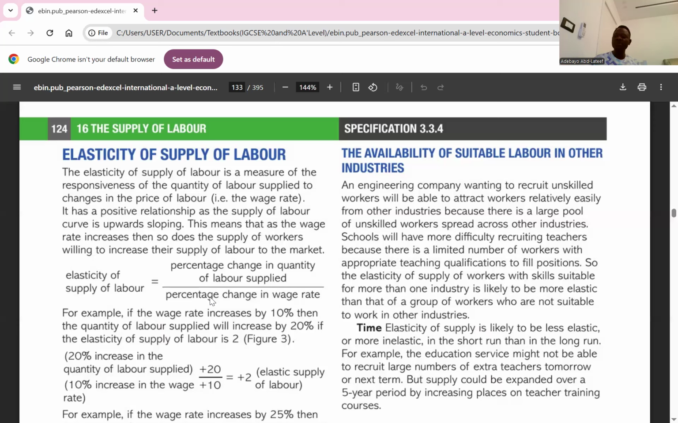With higher unemployment, firms are more likely to be able to recruit workers at the existing real wage rate from the pool of unemployed, because there are large numbers of unemployed people. It means a lot of people are willing to make themselves available for a job. So the elasticity of supply of labor in an unemployment situation is elastic, because there are a lot of people that are willing to work. So that ends the supply of labor.